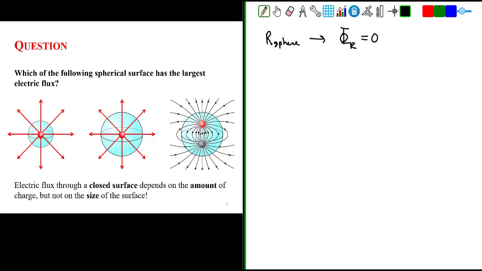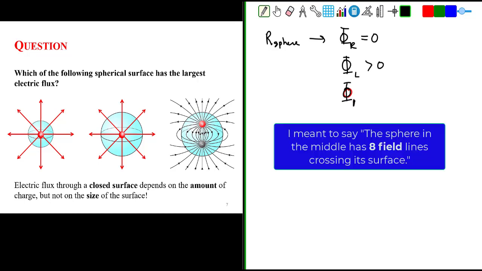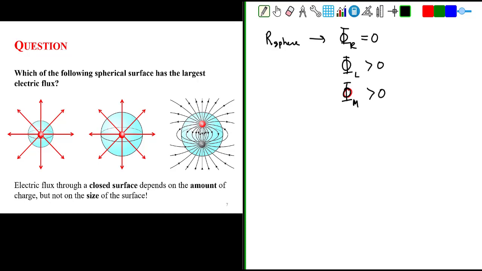We could also say that the flux for the sphere on the left is going to be a positive value. Now, if we look at the sphere in the middle, it has 6 field lines crossing the surface. So the sphere in the middle also has a positive flux. And we know that flux is proportional to the electric field and the surface area.